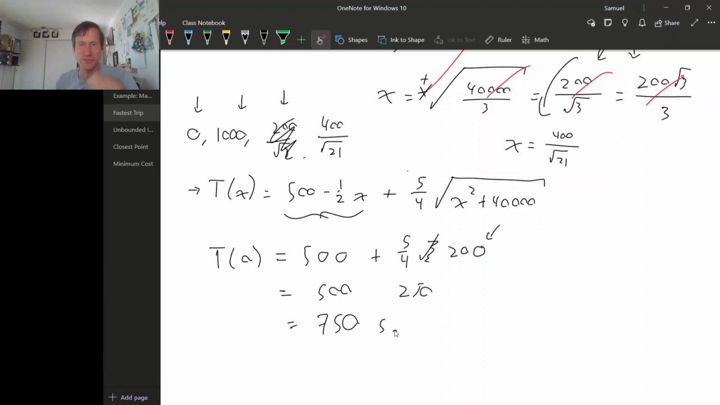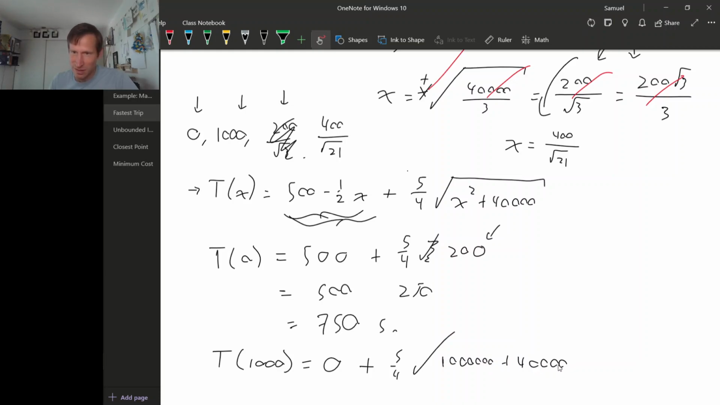And that's seconds. Okay. Now let's find the time if x is 1,000. x being 1,000, that's if we get into the water immediately. So we should spend no time walking. And that is reflected in the fact that this first part comes out to be 0 when we plug in 1,000. So, right, good. 0 plus 5 over 4 times the square root of, let's see, 1,000 squared, which is 1,000,000, plus 40,000. Yes.